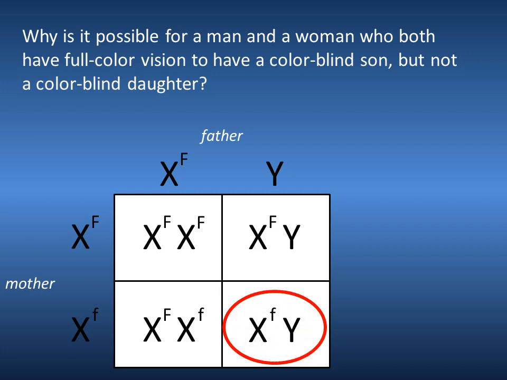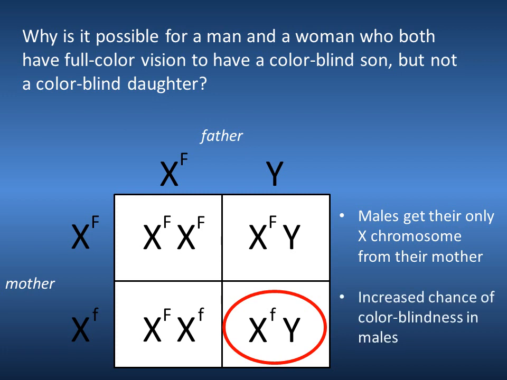And thus that's how it's possible to have a colorblind son but not a colorblind daughter from the mating of these 2 individuals. Males only get their X chromosome from their mother. They have an X and they have a Y. They necessarily got their Y from their father, so they could only get their X chromosome from their mother. And that's why males in the population tend to have an increased chance of color blindness, because again, they express whatever allele they inherit. So if their mother had the colorblind allele, there's a good chance that they themselves will be colorblind.